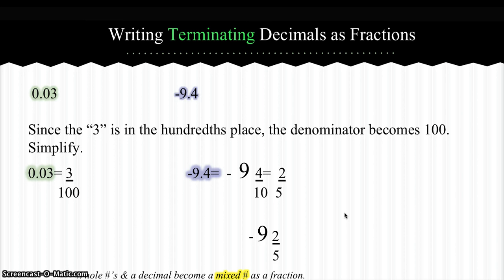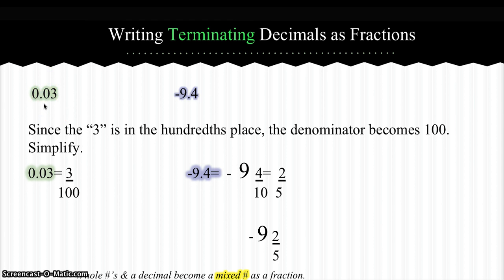Terminating decimals now means that you do get to a 0. So when we're changing a terminating decimal to a fraction, it's pretty simple. In the next part, we're going to do a repeating decimal, which is a bit more complicated. But it's very simple. You're going to look to see where your decimal is.